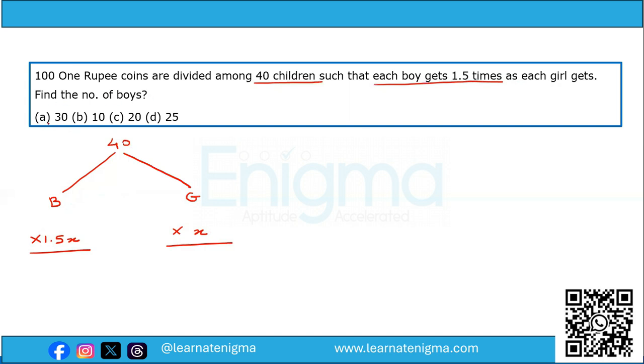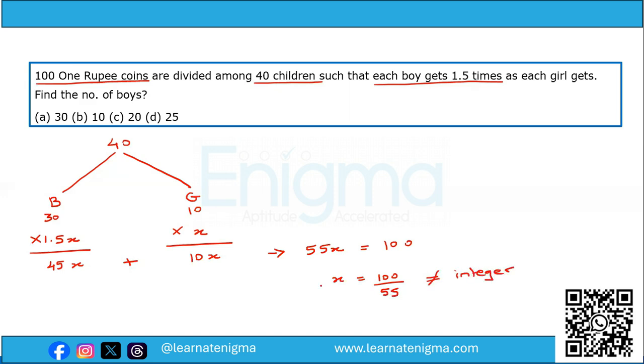So find the number of boys. So if the boys are 30, as the total children are 40, girls will be 10. So the total amount given to girls will be 10x and total amount given to boys will be 45x. So the total amount will be 55x. But the total amount is 100 rupees. So from this, we get x is equal to 100 upon 55, which is not an integer.